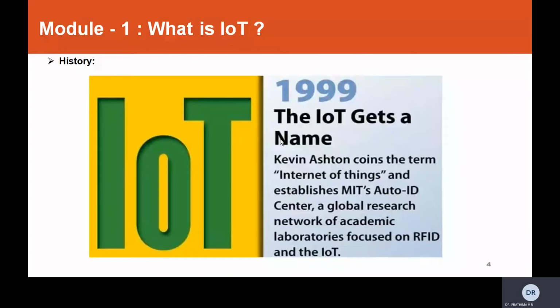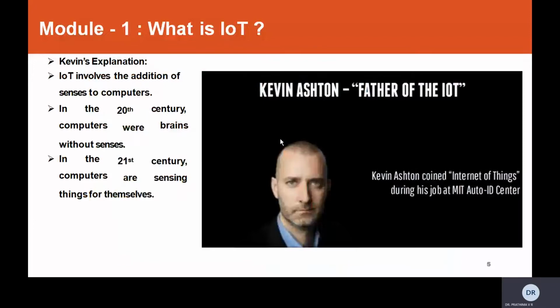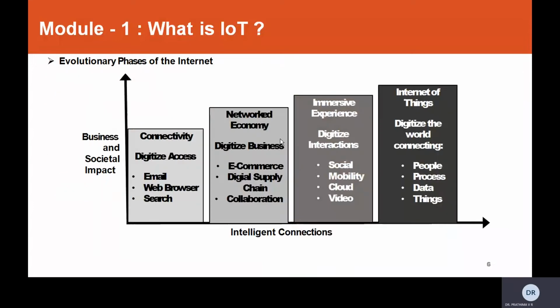Kevin Ashton, whom we call the father of IoT, had always said there would be sensing things with computers which would act as the brains towards the coming centuries. We have the next topic, which is called the evolutionary phases of the internet. And these evolutionary phases of the internet had a major impact on the Internet of Things.